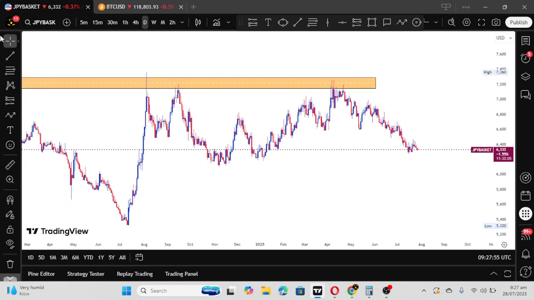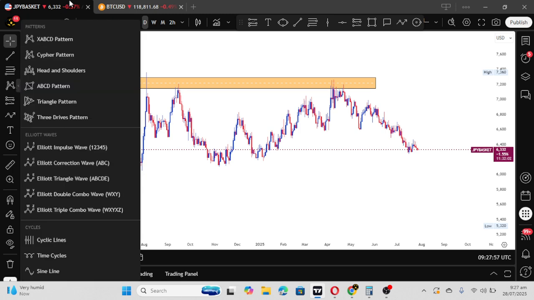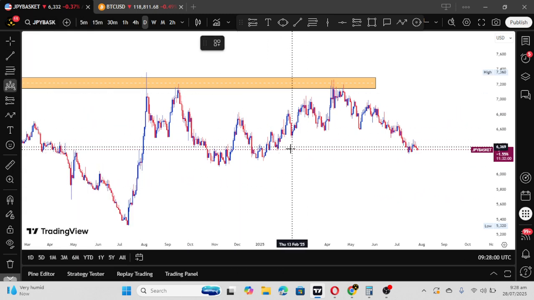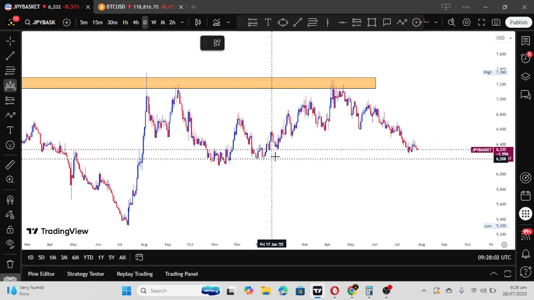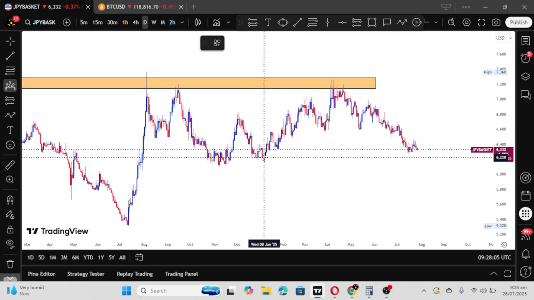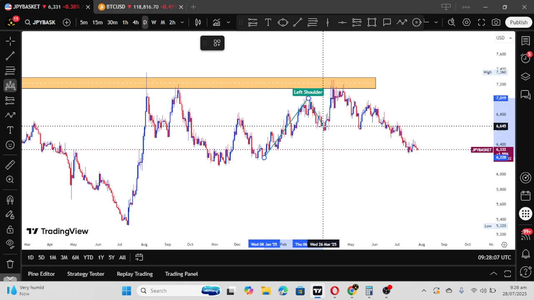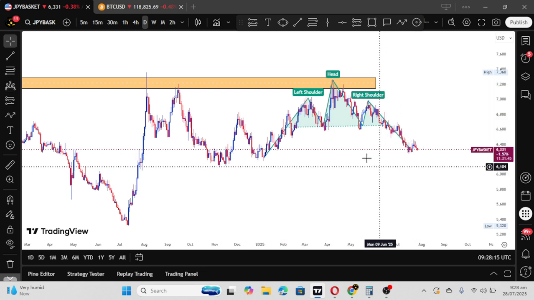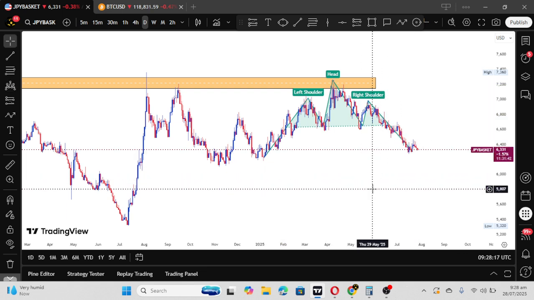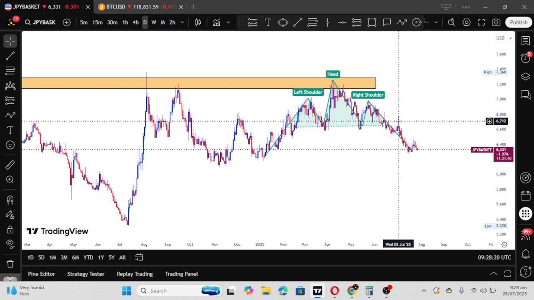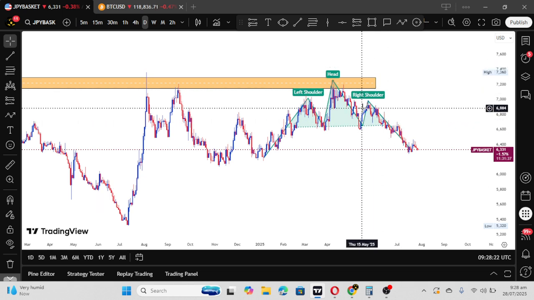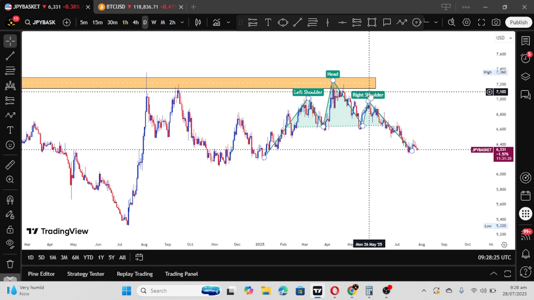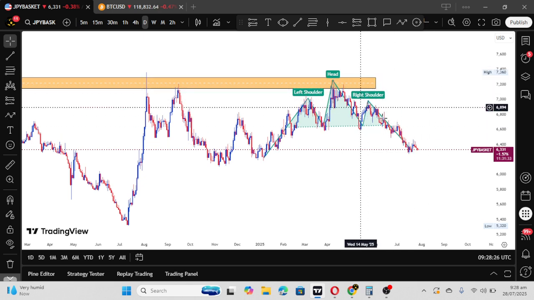I would love to show you a head and shoulder formed also. I don't know if I've made a video of this head and shoulder, but I should. If I start from here, I see the left shoulder here, the head here, and the right shoulder. In trading the head and shoulder pattern, if you miss the right shoulder, or you are not that confident in it, all you should wait for is a retest.